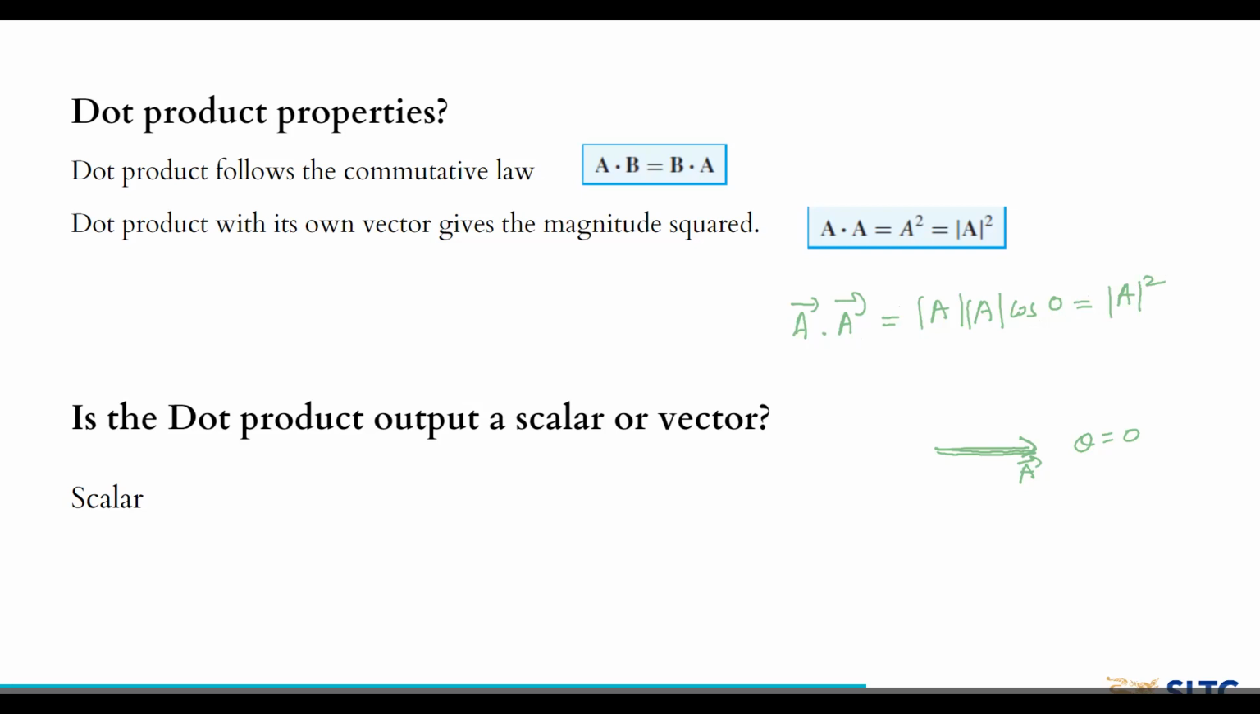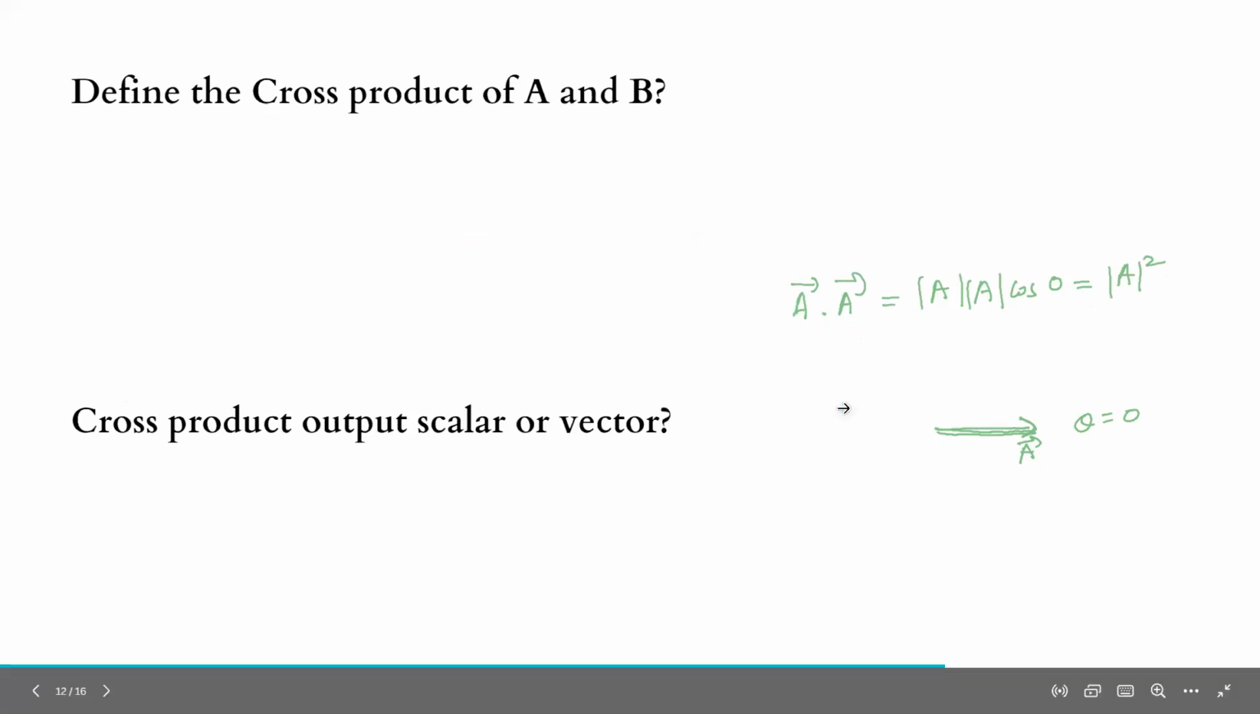If you have any questions, please let me know. So next we have the cross product of A and B. Did you learn about the cross product before? Do you know the definition of the cross product? Do you know whether it's a scalar or a vector?